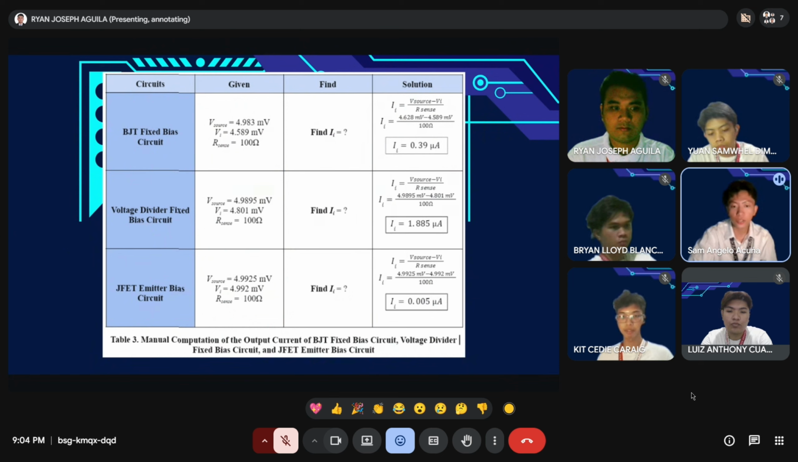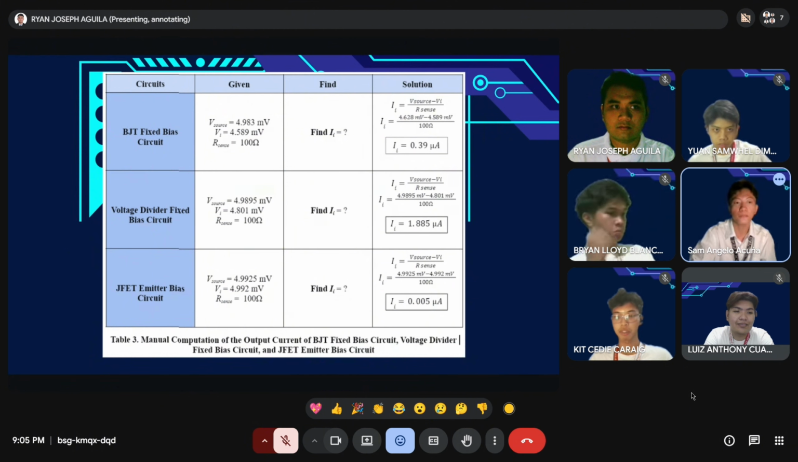Now, to compare the circuits fairly, each simulation uses a 100 ohm sense resistor to measure the input current, and the relationship used for all manual computation is the formula displayed in this table. Now, for this figure, we see a bipolar junction transistor in a fixed bias configuration. This setup is using a 330K resistor, and the result is an input current of 0.39 microamperes. The comparison, next slide, please.